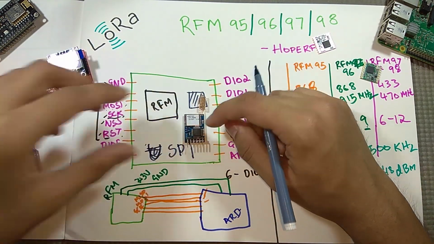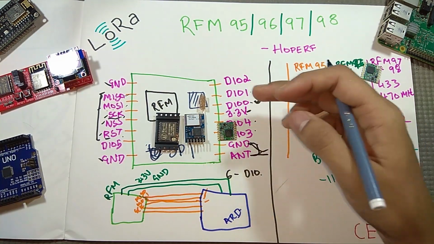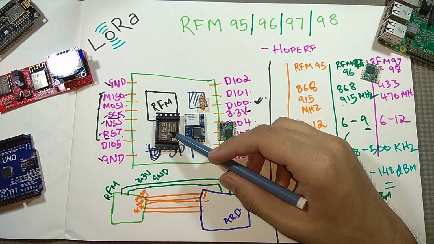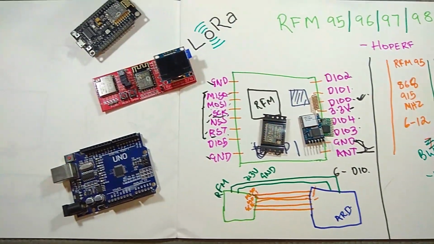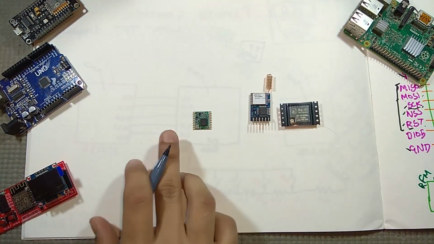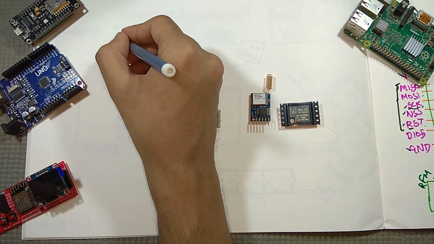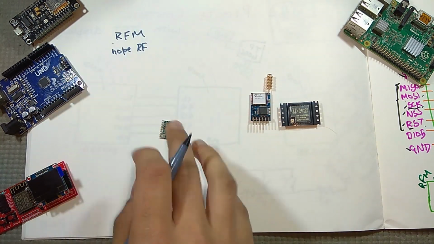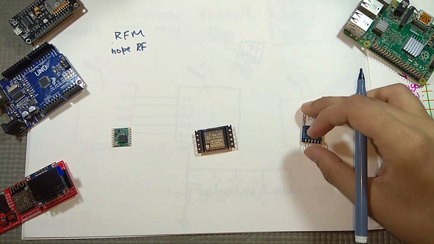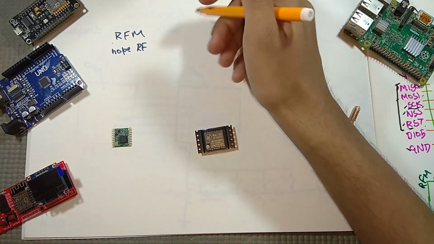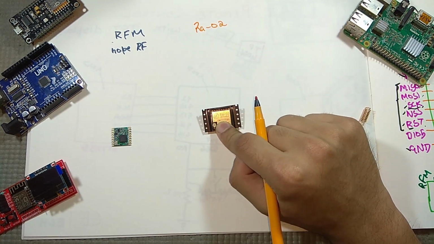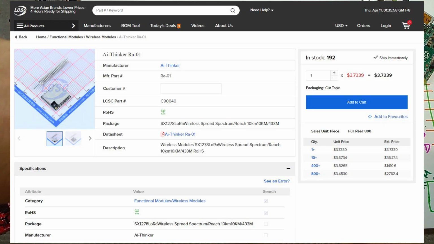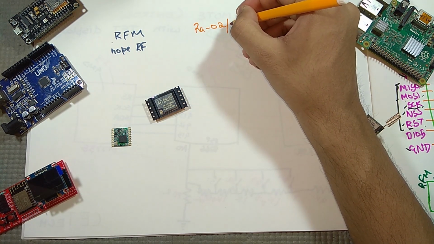Now we'll take a closer look at some of the competitors of the RFM module, the Ra-01 module, and the AI Thinker module, that is the Ra-02. So let's take a closer look at these. Firstly, we have the RFM modules from HopeRF. Then we have the Ra-02 module from AI Thinker. There's another module available as well, that is the Ra-01. I'll pop in a picture over here. I don't have that module in hand with me. So there's this Ra-02 and there's this Ra-01.